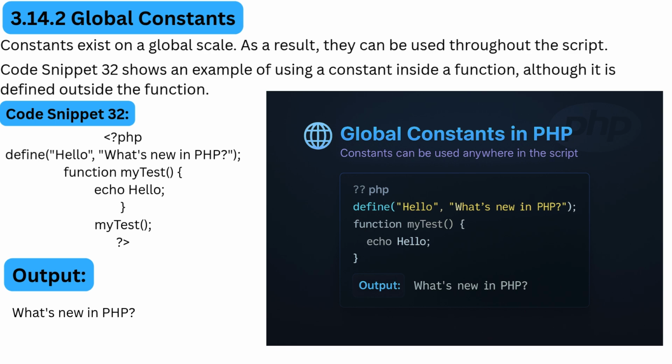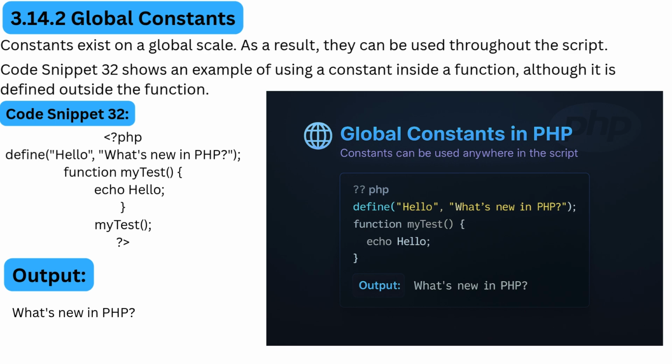Now let's break down what's happening here in smooth, detailed narration. Even though the constant hello is defined outside the function, that is, in the global scope, it can still be accessed inside the function without any extra keyword like global. That's because constants in PHP are automatically global across the entire script. You don't need to declare them inside functions again. Once a constant is defined, it becomes accessible everywhere.